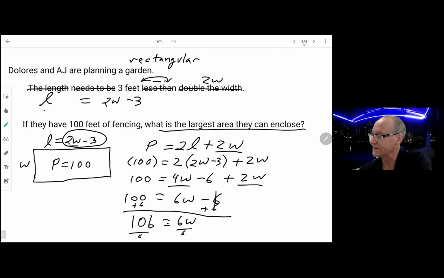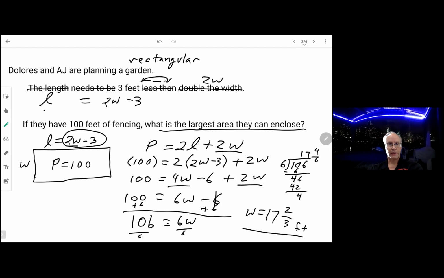Now I can reduce this a little bit. And W is equal to 106 divided by 6. So let's do the division just real quick. 6 goes into 10 one time, and we have 46 left. 6 goes into 46 7 times, and we have 4 left. This is not 0.4. This is 4/6 or 2/3. So the width is 17 2/3 feet.